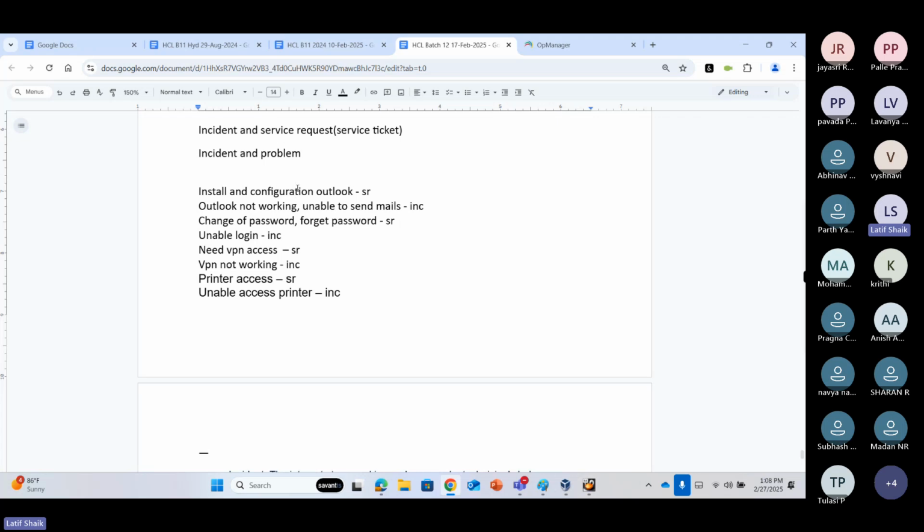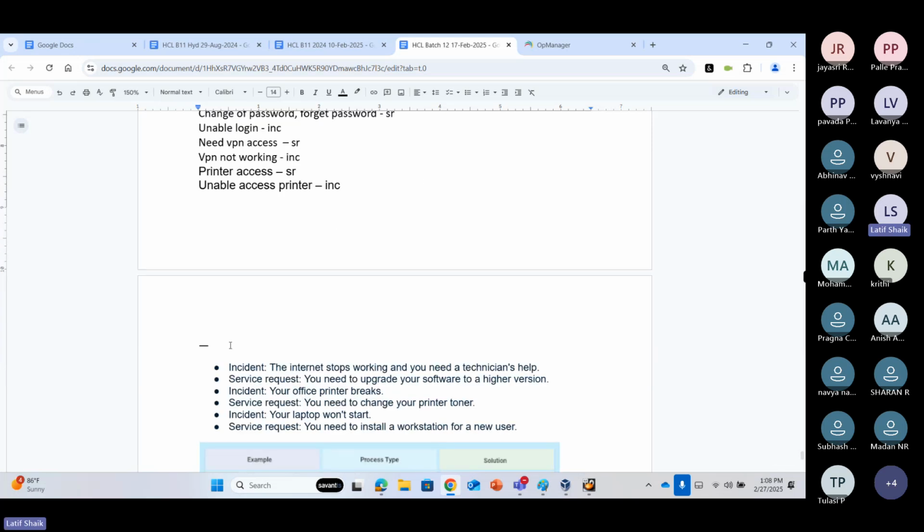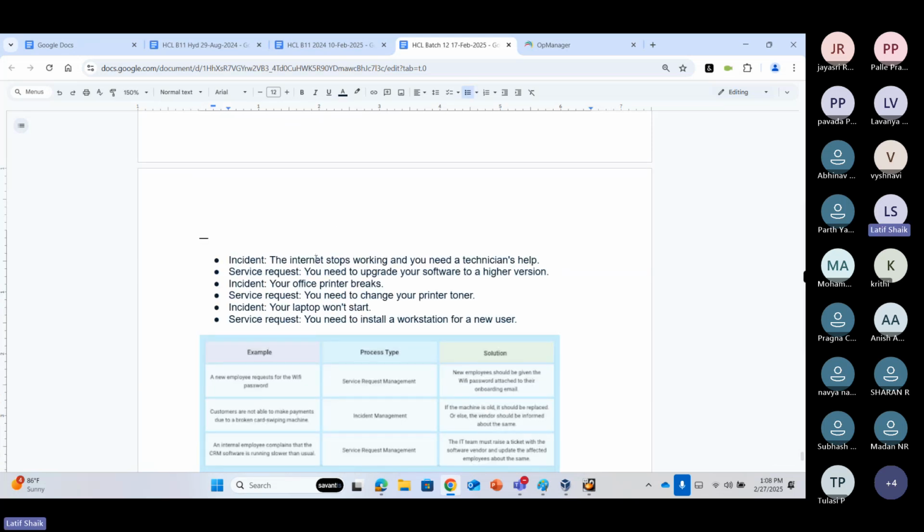Printer access. You want printer access, a service ticket. You had printer access earlier, daily, but right now you can't access the printer. It is throwing an error, printer is unavailable. That is an incident. And a few other points you can see. Incident: the internet stopped working and you need a technician's help. Service ticket: you need to upgrade your software to a higher version. It's a simple service ticket.